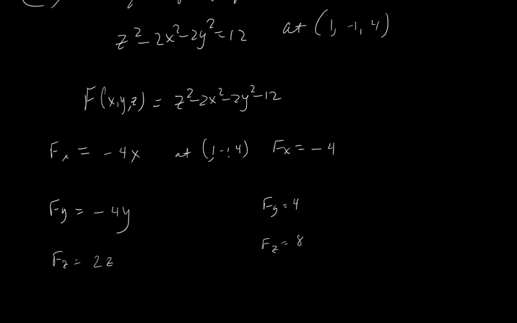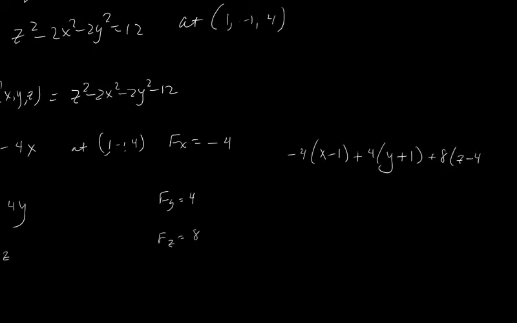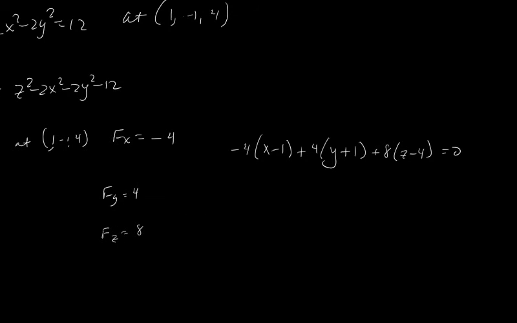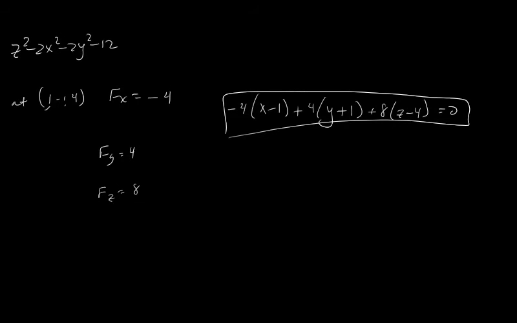Okay, so then my equation of my tangent line is going to be given by the following. Negative 4 times x minus 1 plus 4 times y minus negative 1 plus 8 times z minus 4 is equal to 0. Okay, so this is the baseline here. Of course, we can simplify that.